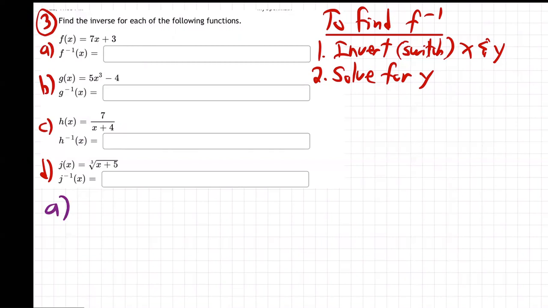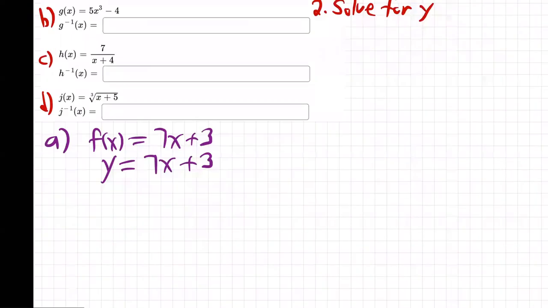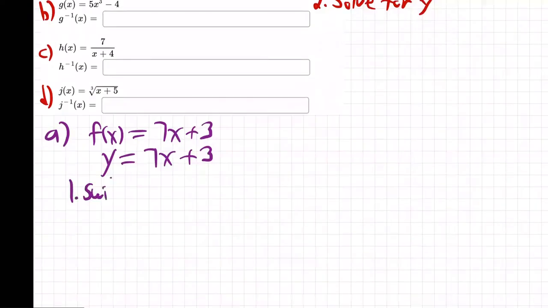So coming down here for part A. My function f of x is 7x plus 3. So we're going to find the inverse function. So the first thing to realize is the f of x, that's your y. Function letters, f of x, g of x, h of x, j of x, whatever. That's your y. That's by common agreement in the math science world. Functions are y values. So, okay, so what? So step number one, switch or invert x and y.